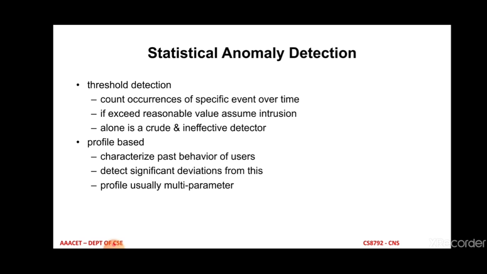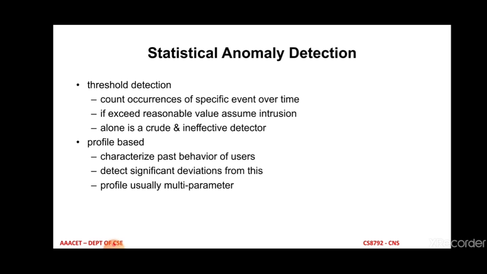This is the first approach of intrusion detection systems, that is statistical anomaly detection. They are using two methods: one is the threshold value and the second one is the profile-based method. For threshold detection, they count the occurrence of a specific event in a particular stipulated time. If the value exceeds a reasonable amount, then they assume an intrusion. Alone, it is a crude and ineffective detector.